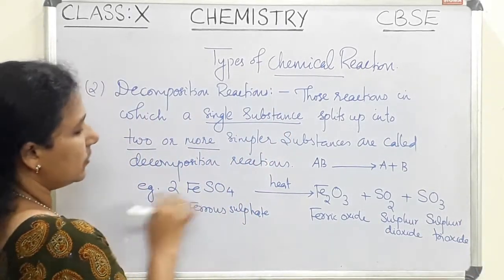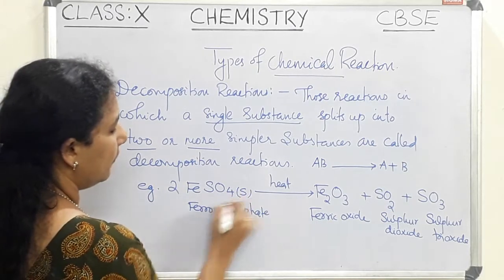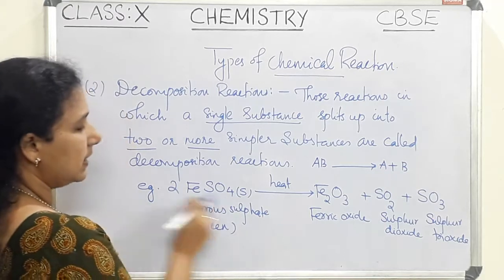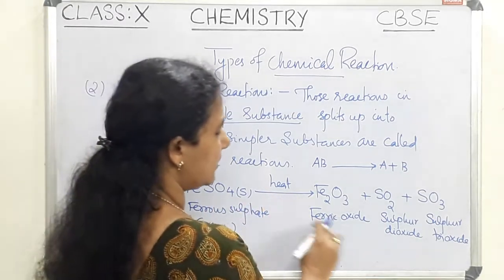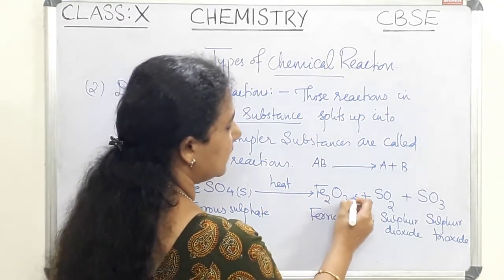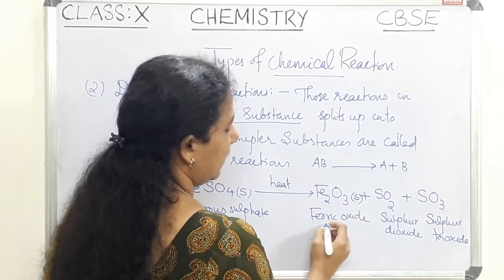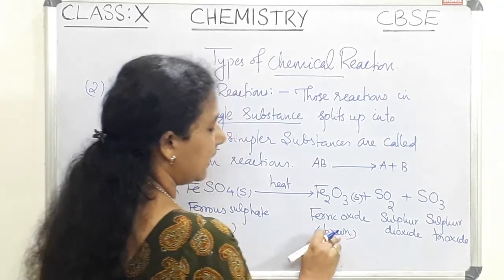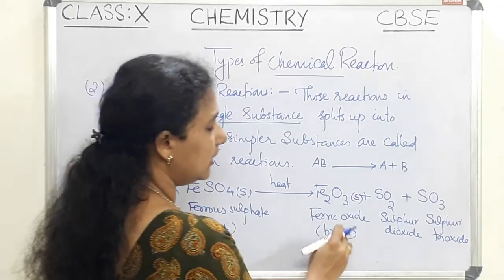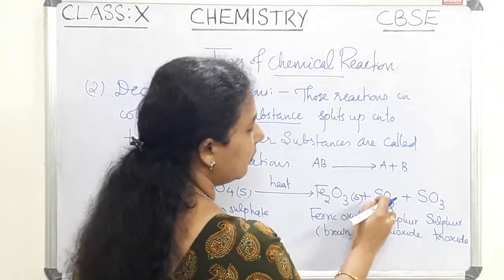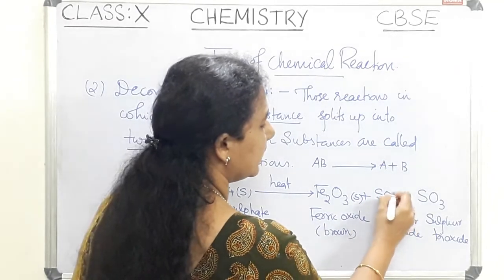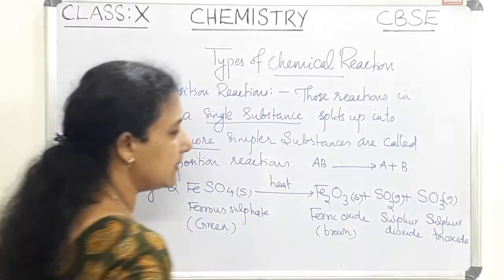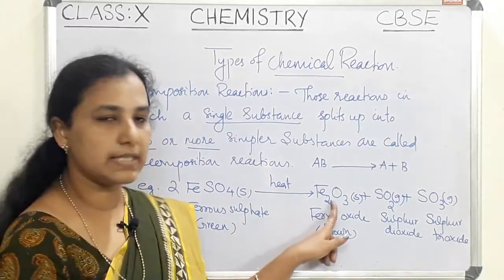So FeSO4, that is a solid which is green in color. So green colored ferrous sulfate on heating produces Fe2O3, that is also a solid, and this is brown in color. So that is actually our observation. A brown colored substance is formed, and also SO2. SO2 is a gas. SO3 is also a gas. So these are the simpler substances formed in this case.